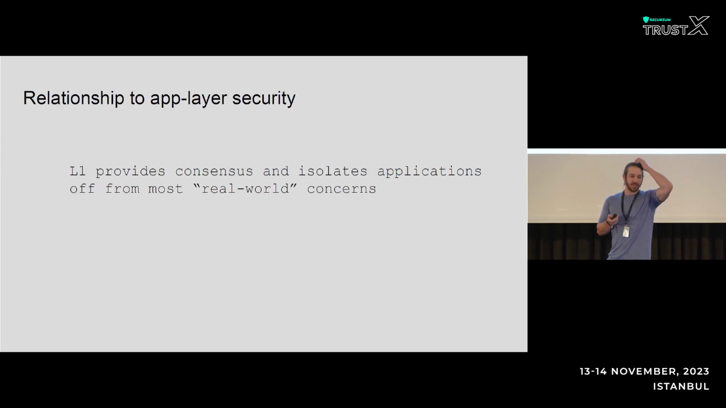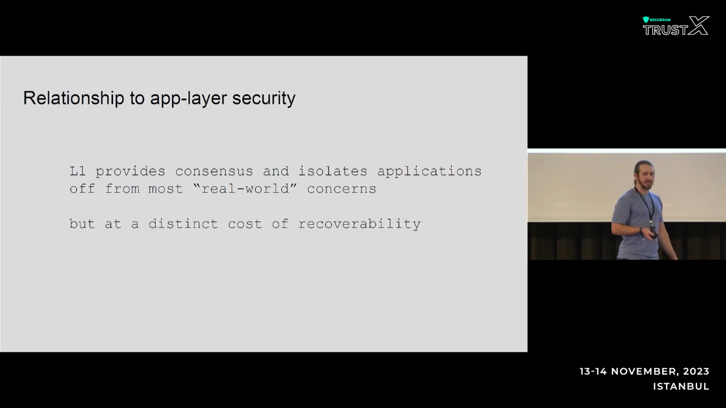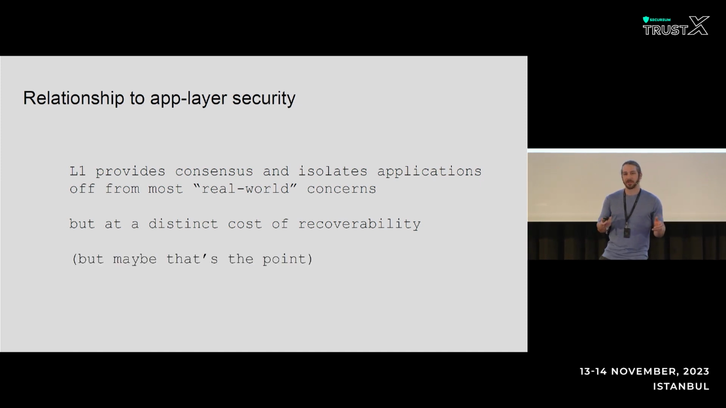Real quick, the relationship to application layer security. L1 provides a consensus and isolates applications from most of the real world concerns. You don't think about reorgs, you don't think about P2P, you don't think about all these types of things, but at a distinct loss of recoverability. You don't get a native way to jump in, fix your software, and all that kind of stuff. But maybe that's the point.